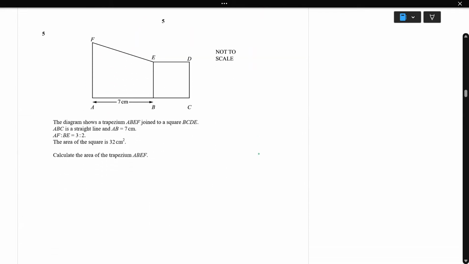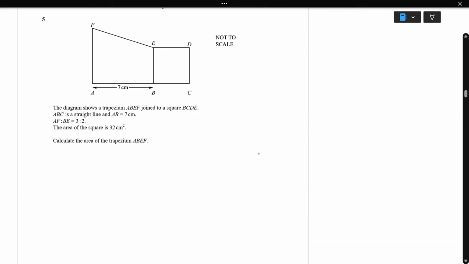Next one, question 5. The diagram shows the trapezium ABEF joined to the square BCDE. ABC is a straight line, and AB equal to 7 is given. So AF to BE is 3:2. The area of the square is 32. So for one side we just need to do a square root.